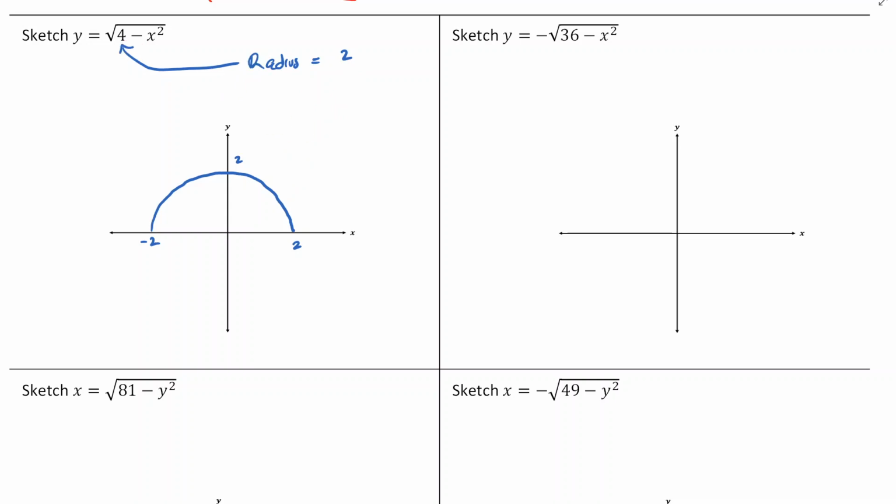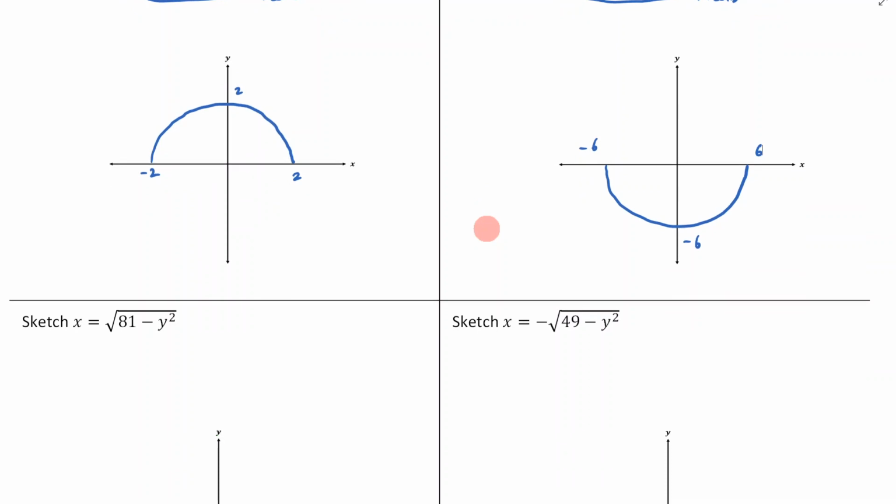We then go on to my next one here. I immediately look at this 36, and this is telling me that the radius is going to be equal to the square root of 36, which is just 6. And now we have to take note of the fact that we have a negative in front. Now, because this is y is equal to, I know it's either the top or bottom half, and because there's a negative, I know it's going to be the bottom half. Try to make your semicircles look better than mine. There we go. So this is going to be negative 6, and 6.